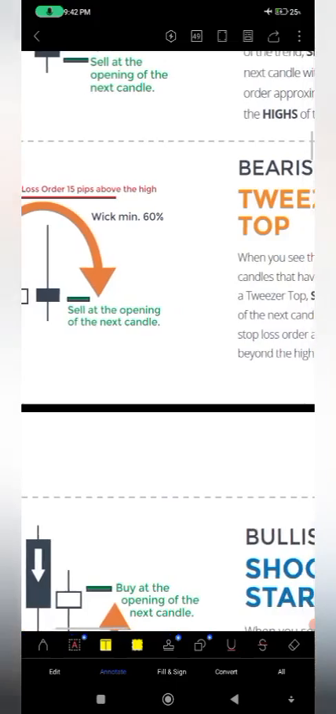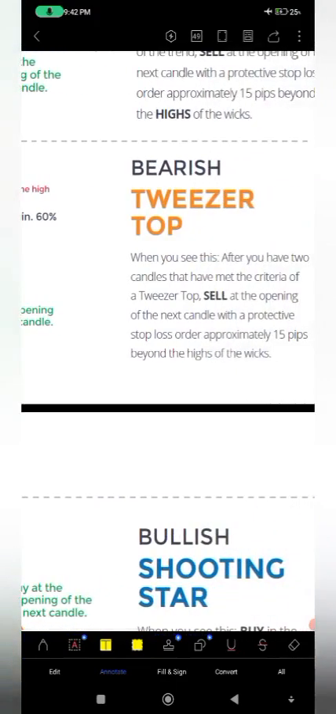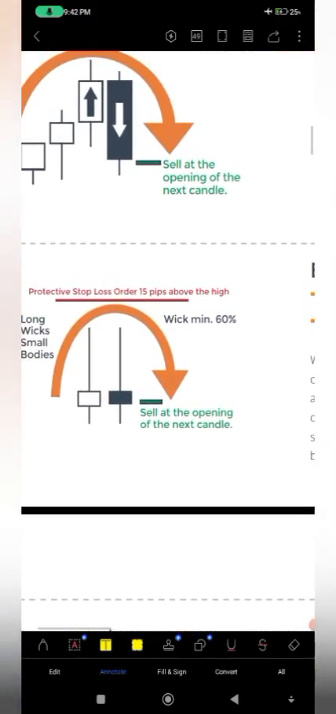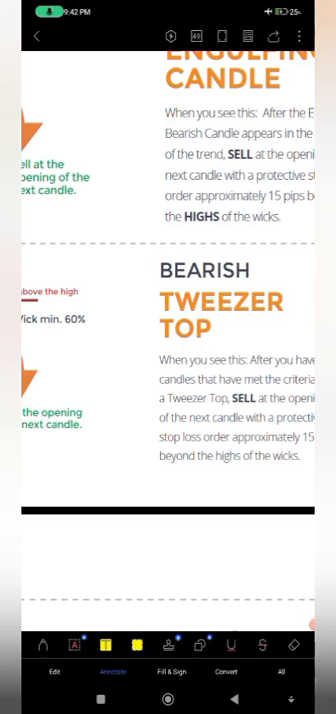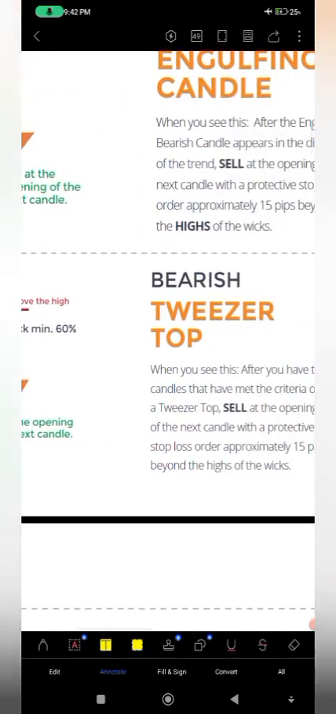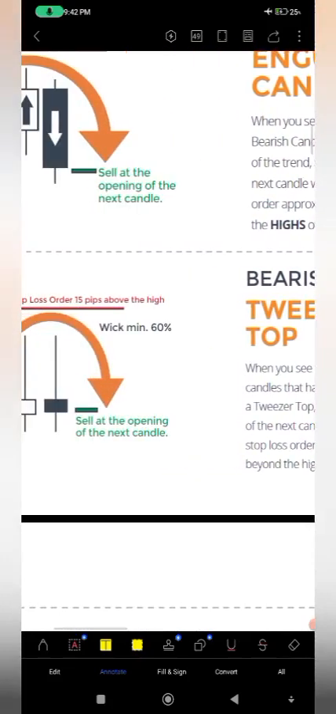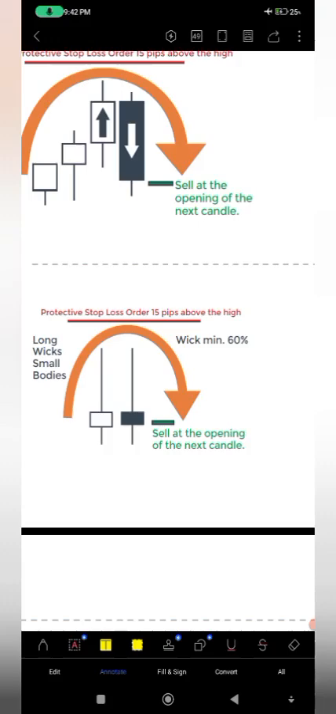The next one is our bearish squeezer top. Bearish squeezer top. When you see this also, you have a sign for you to sell. When you see this, it is actually a proof for you to sell, because it is a proof of rejection of high prices in the market.